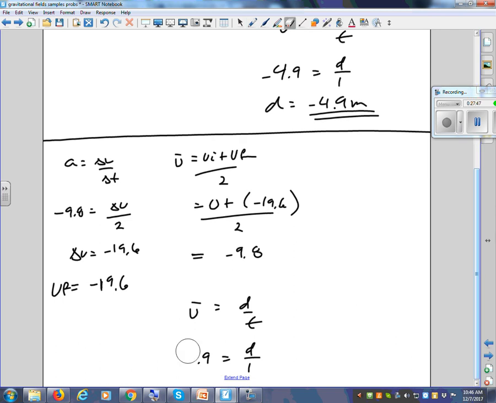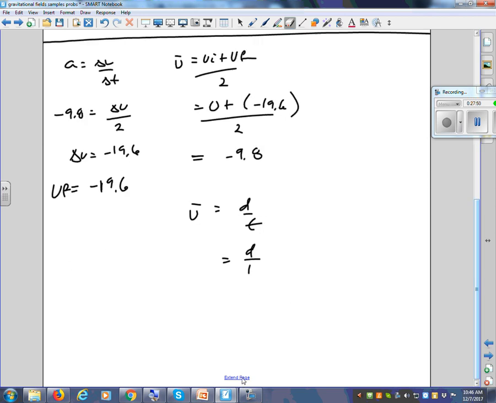This one here is stupid because you end up multiplying by 2 and dividing by 2 over and over.